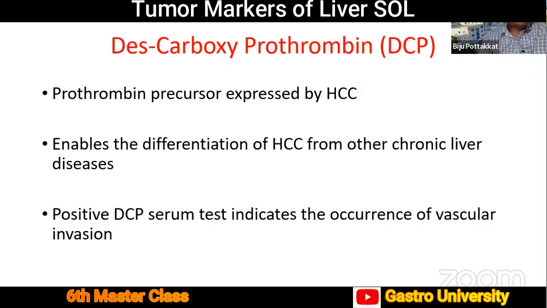Regarding the DCP or PIVKA-II, this is basically prothrombin expressed by HCC patients.